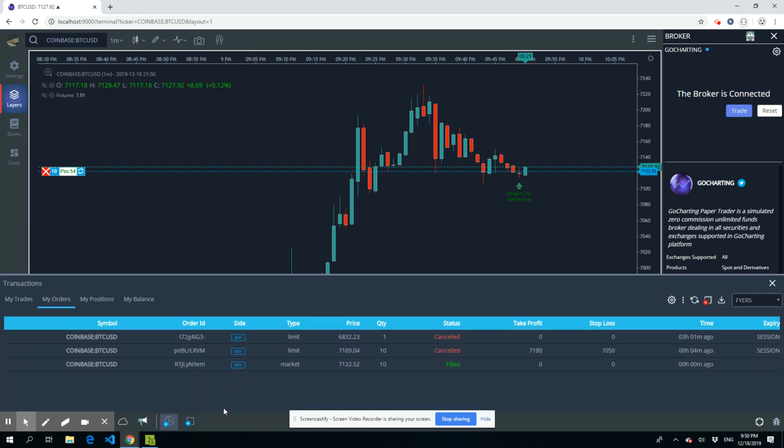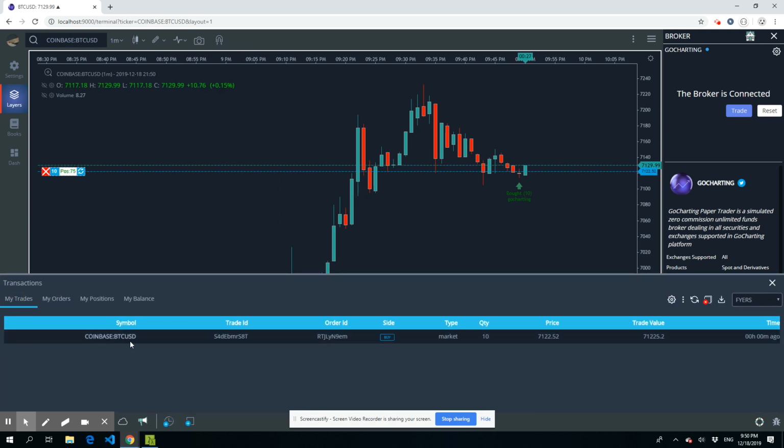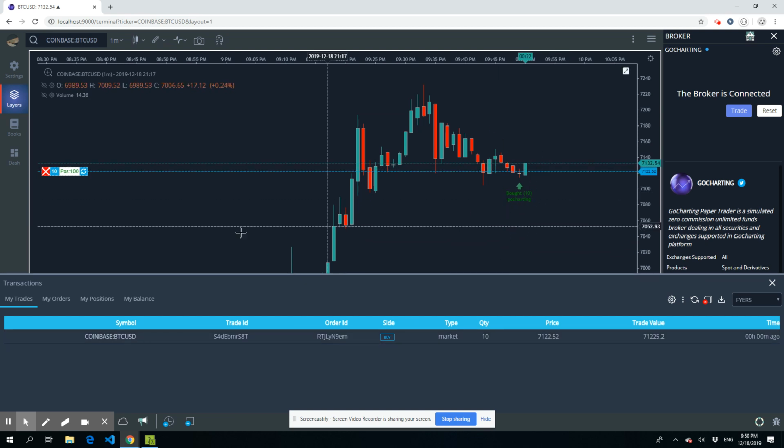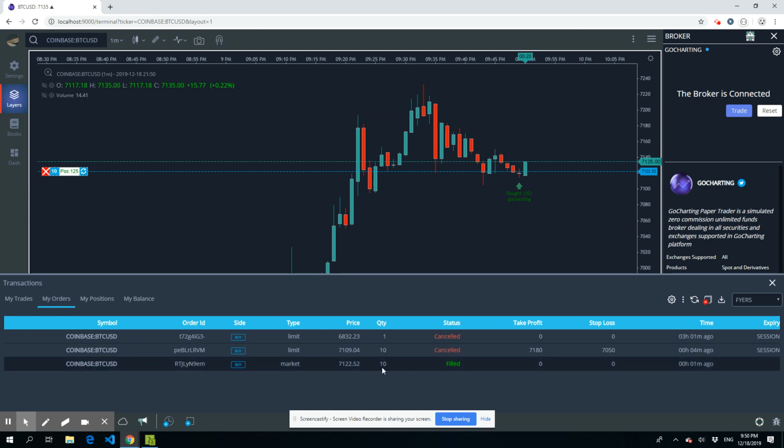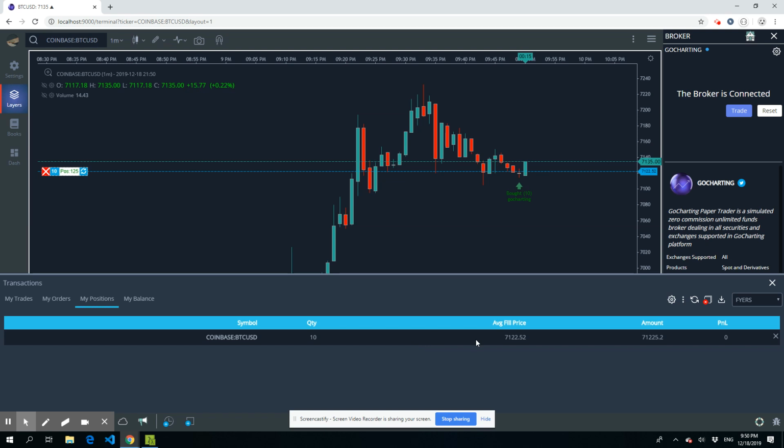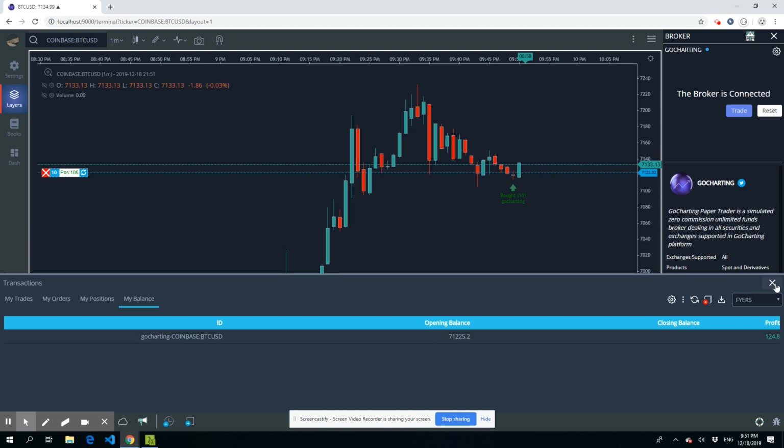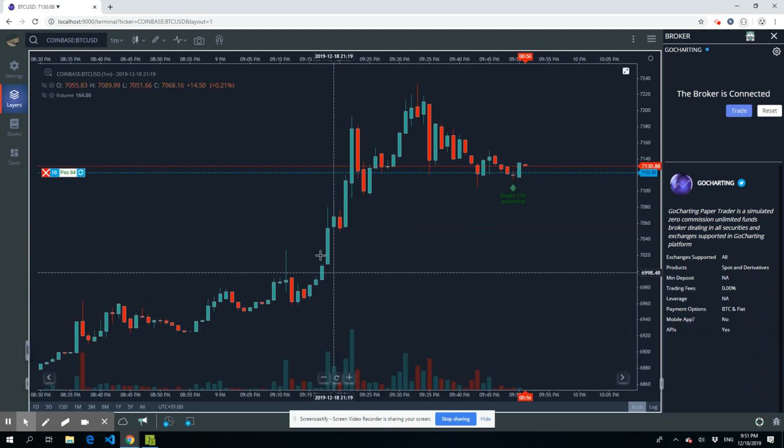So if I go back and go to my trades now, you can see that there was one trade that I did here. And then in the orders, I can see that it got filled. There was one trade that got filled. In positions, I can see what my position is here, 7122.52. That's my position. This is the P&L, and it automatically shows that I'm right now at $124 up. And that's my balance. That's what it shows. Again, a P&L. So that's where we are.